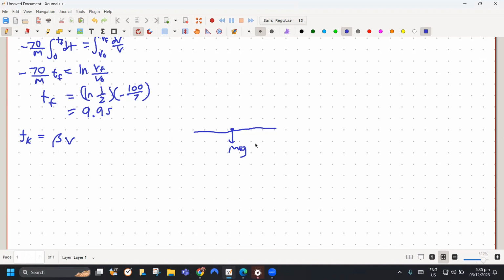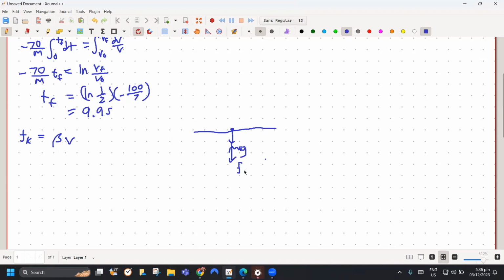Eh kung may air resistance na, may konting drag. Okay, so ano yung drag force? May sinabi na ako, di ba? Yung friction is beta V. So, friction with air. Oo nga, so drag force yan.